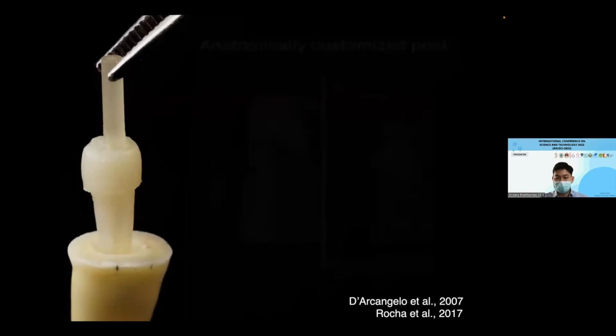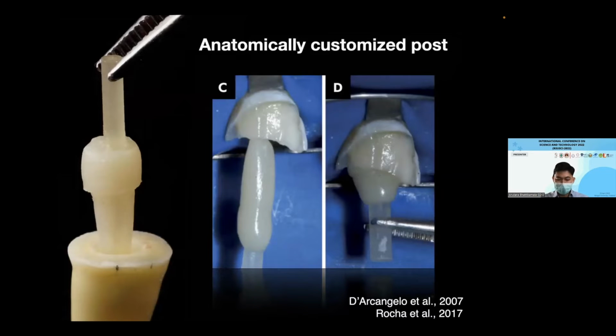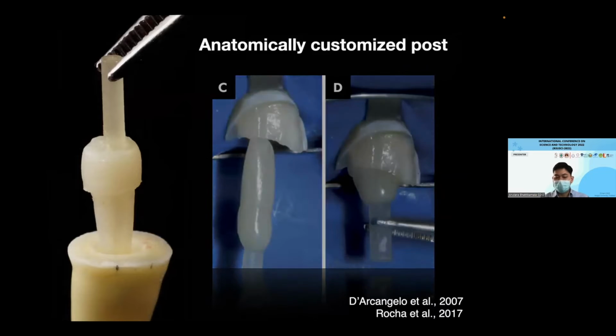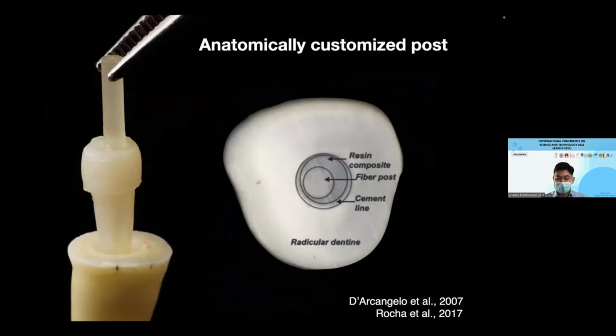Poor adaptation and poor retention result in thick resin cement, which increases the risk of voids and errors in the cement layer. These flaws could further lead to debonding and post dislodgement and lead to root fracture. Several techniques have been proposed to improve the adaptation of fiber post to post space.